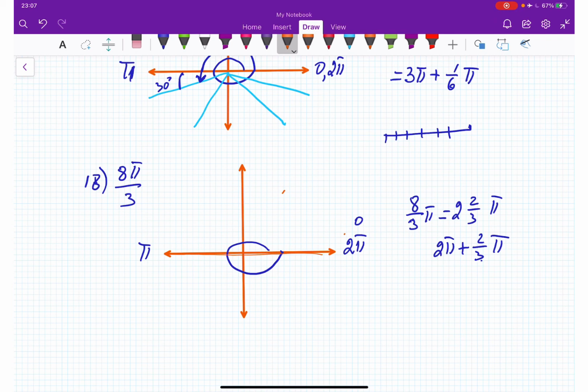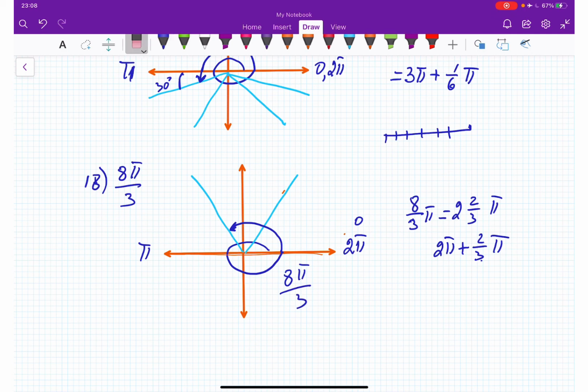So the whole pi is 180 degrees. If I break it into 3 pieces, each of them is going to be 60 degrees, right? 60 degrees, it's going to be something like this. And we have 60, another 60, and then a third 60, right? 3 pieces. And we take only 2 of them, so this will continue 2 pieces right here. Okay, and this is 8 pi over 3.